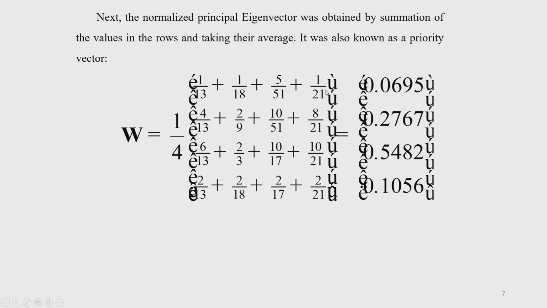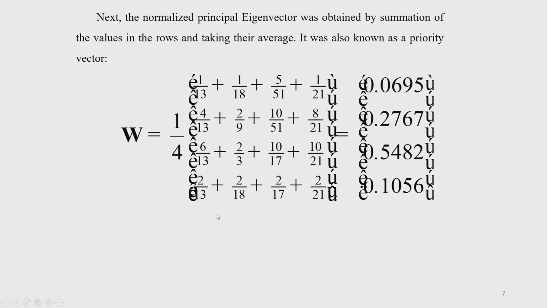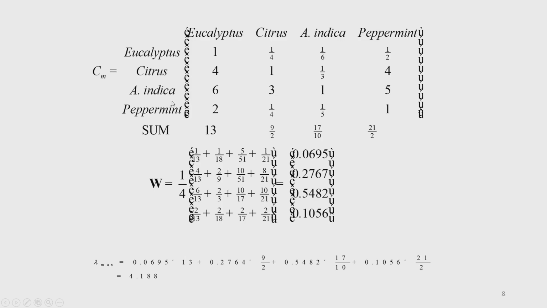That means you sum the first row and divide by 4, sum the second row, divide by 4, sum the third row, divide by 4. So you got a priority vector. The priority vector says that this is 0.54, which means the third alternative is much better, that means A indica is coming out much better. So A indica must be taken.